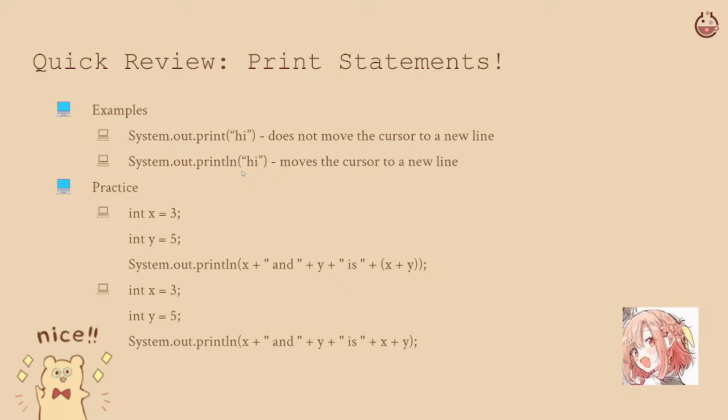Essentially, if you did two print statements right after the other, it would print out hi, and then right after that on the same line, it would print out hi, which was this print statement. And if you did another print statement after this, it would go to the next line automatically, because .println moves the cursor to the next line.